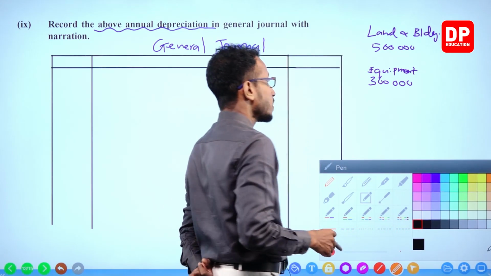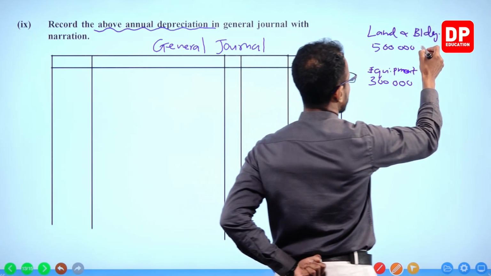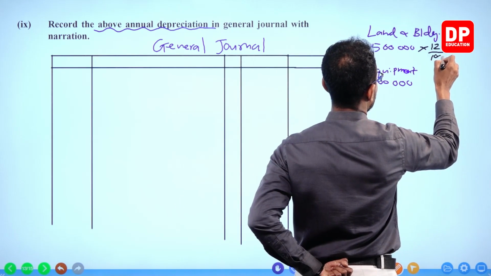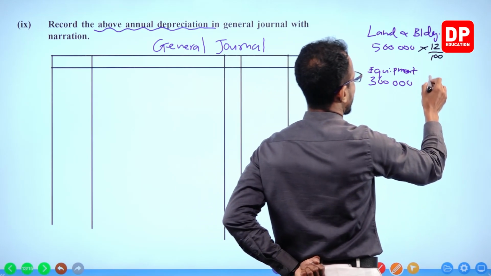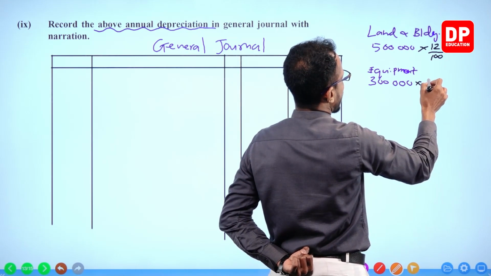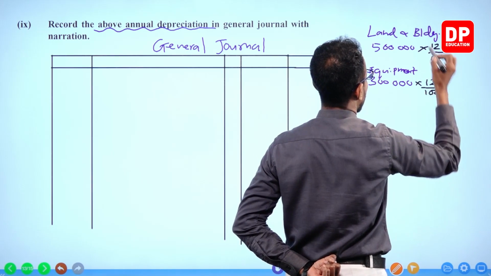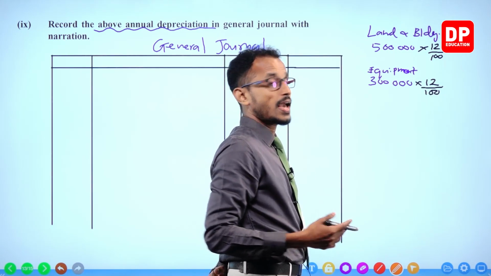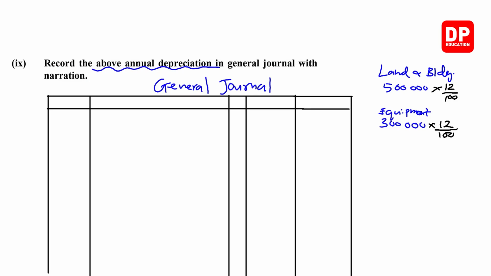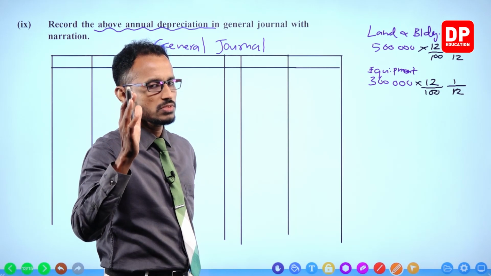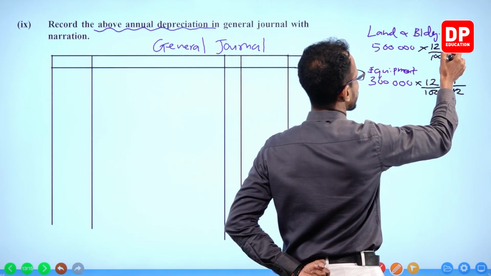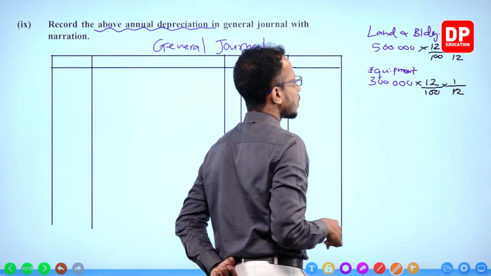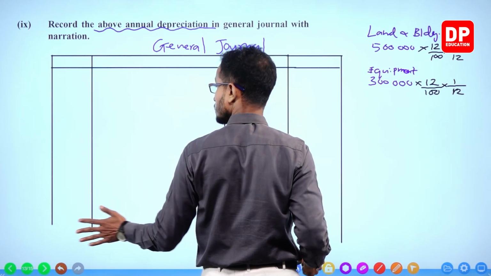Multiply by 12%. And again divide by 12. Answer divided by 12. You can't just put 12, so it's 1 over 12, just to divide by 12. What do you get? What are the answers?